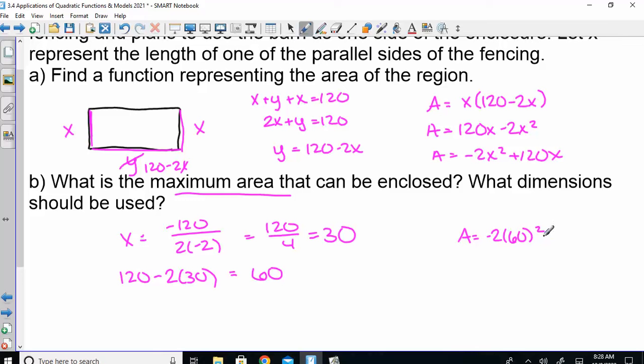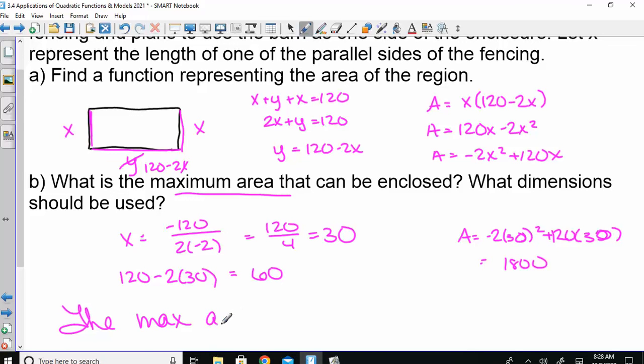Or not. Did I put it back? So you do... oh, not 60, 30. That should have been a 30 there. X was 30. So it should be 1,800. Is that what you guys got? Yes.